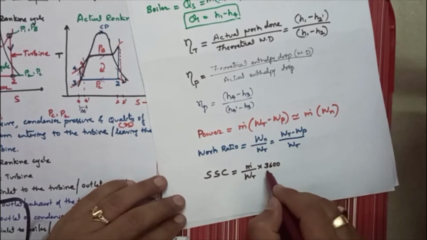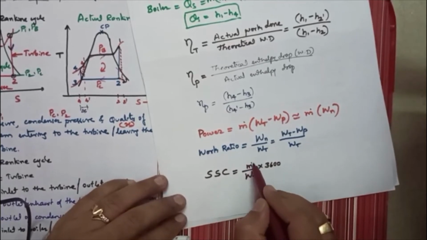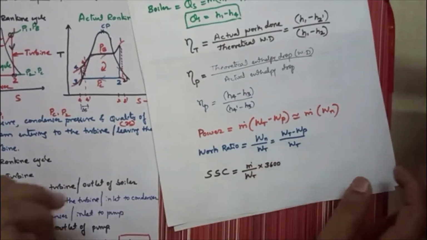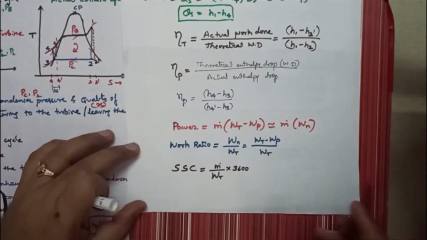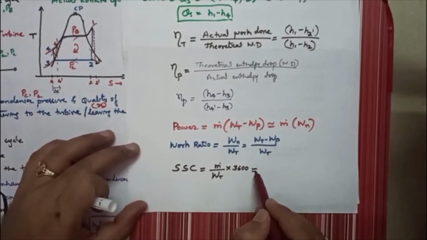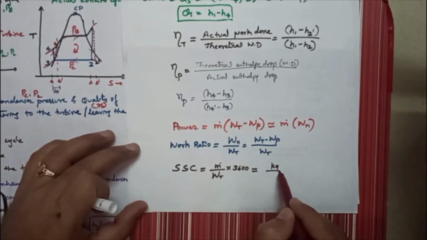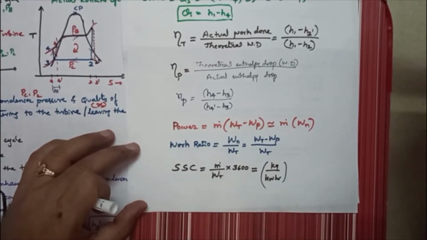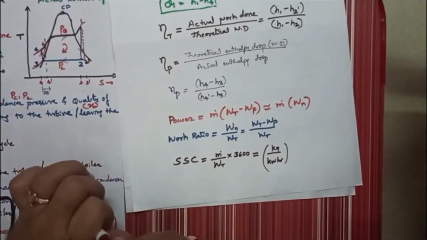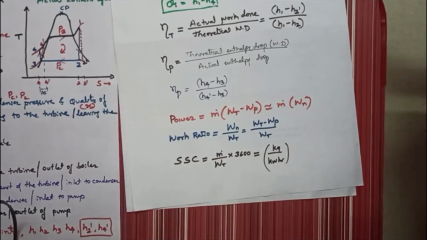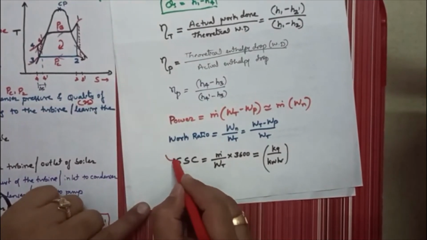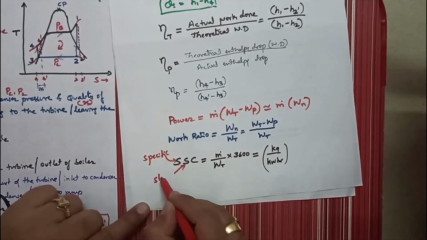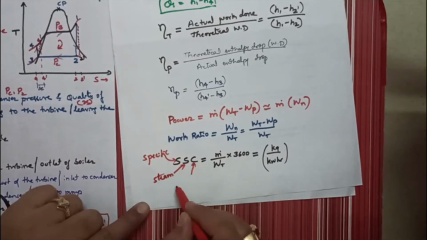3600. Why 3600? Usually the mass flow rate of steam will be in terms of kg per second, understood? So convert it into kg per hour by multiplying by 3600, so the unit will be kg per kilowatt hour, the unit of SSC, that is specific steam consumption.